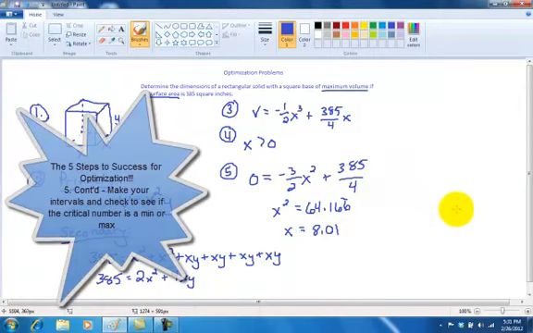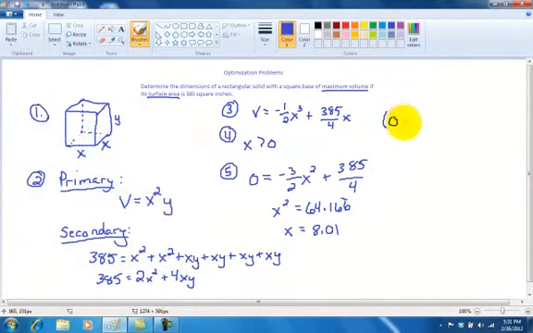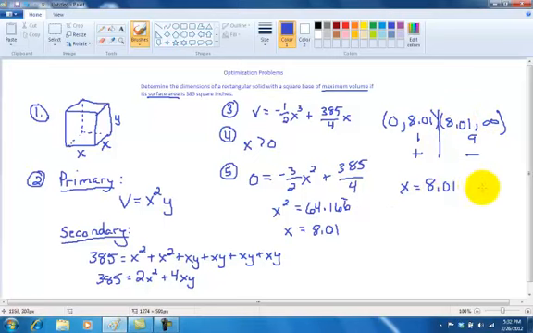Now, we need to check that this is a maximum, so we need to set up our intervals. Our intervals are 0 to 8.01, 8.01 to infinity. Alright, take a point in each, test it in the derivative, I plug it in. When I plug 1 in, I get a positive solution. When I plug in 9, I get a negative solution. So it goes from increasing to decreasing, which means that 8.01 is a maximum. So x equals 8.01 is a max, which is exactly what you want.